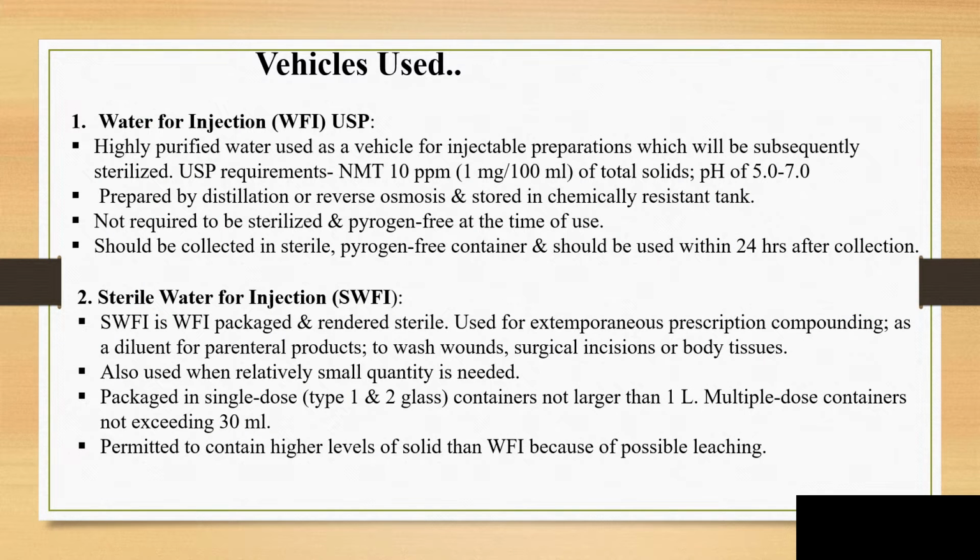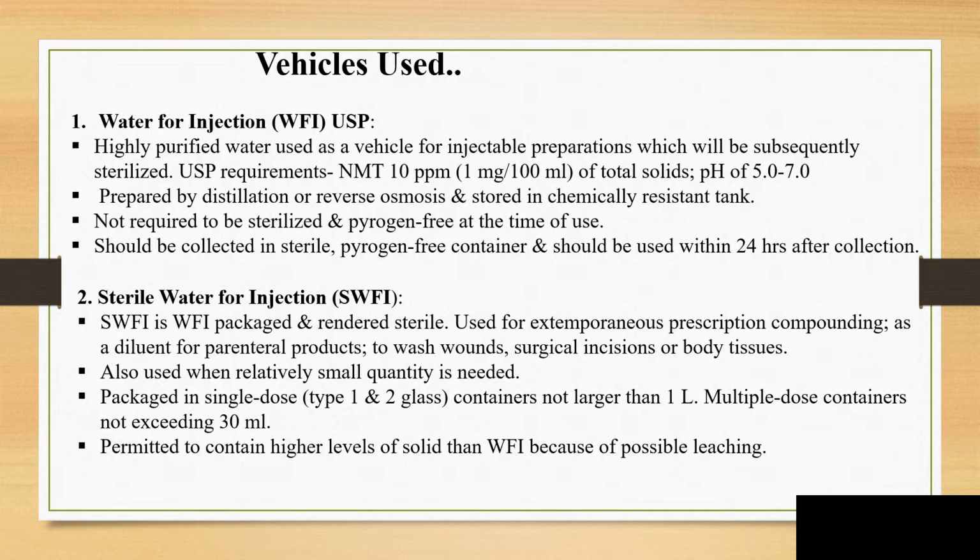Now, what are the different types of vehicles used? First is water for injection. Water for injection is mainly prepared by the process of distillation or reverse osmosis, and it is stored in a chemically resistant tank. According to US Pharmacopoeia requirements, the pH has to be between 5 to 7, and it is a highly purified water which is used as a vehicle for injectable preparations. It is not required to be sterilized and pyrogen free at the time of use, and it should be used within 24 hours of collection.